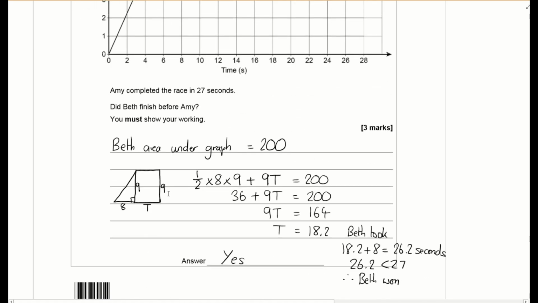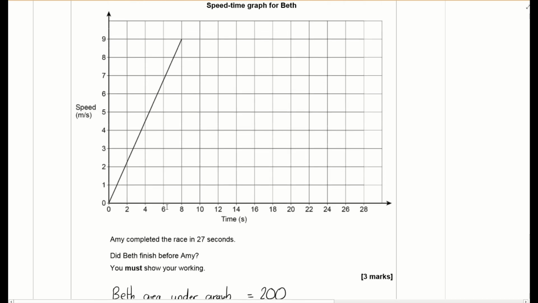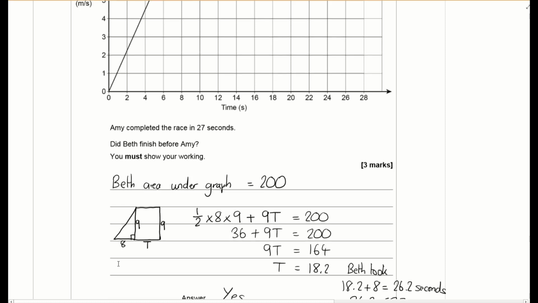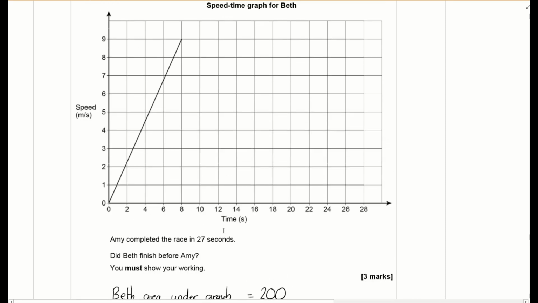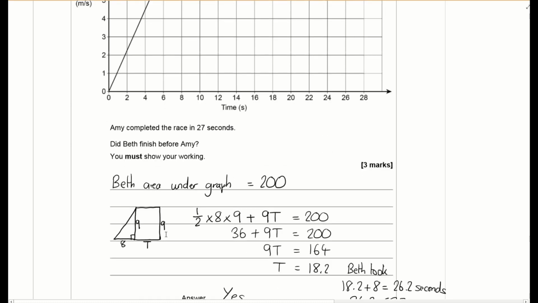So effectively what we've got here is this shape. Now you can look at it as a trapezium, or if you wanted to, you can just split it up into a triangle, a right angle triangle, and a rectangle. Now the base of the triangle will be 8 and the height will be 9, so that's shown there as 8 and 9. And we'll call the unknown width of the rectangle t. So t effectively runs from 8 to an unknown point on the time axis, and the height or length of the rectangle will also be 9.